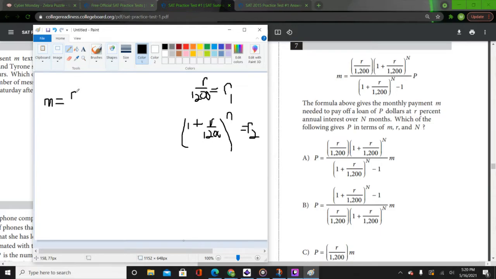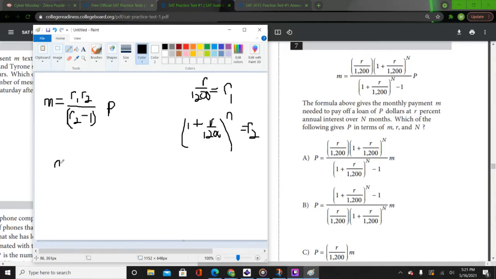Because then, instead of that entire jargon, we actually just have M equals R1 times R2 over R2 minus 1, times P. And I'm actually going to put parentheses on the bottom just because. Right. And now we're trying to get it in terms of P. So we'll multiply by the bottom. Or sorry, we'll cross multiply. We'll multiply both sides by R2 minus 1.